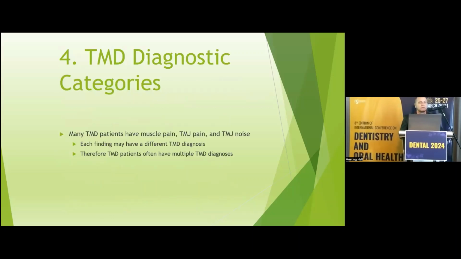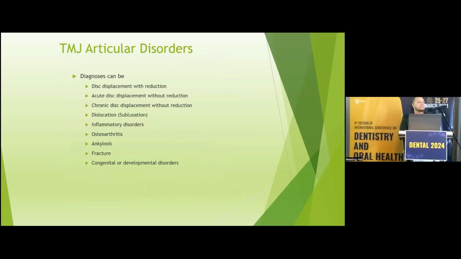TMD diagnostic categories. We have lots of TMD patients that have, as we mentioned, muscle pain or TMJ noise. What are the TMJ articular disorders? Remember, TMJ or TMD can be either articular, which means a joint problem, or muscular, which means a muscular problem, or both articular and muscular problems. So again, any patient complaining of TMJ problems is one of three: either purely articular, or purely muscular, or both articular and muscular.